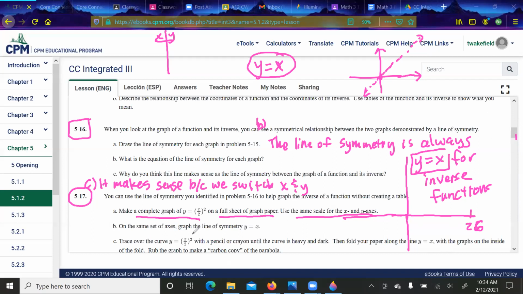On the same set of axes, graph the line of symmetry y equals x. Trace over the curve y equals x squared with a pencil or a crayon. Hopefully you have a pencil, probably a pencil. You can't use pen because it's not going to work, unless it's a real inky pen, but pencil will be better. Trace the curve heavy and dark, really heavily, and then fold your paper along y equals x. Then you're going to take your thumbnail and scratch it so that the image, and so we're just going to get some kind of parabola like this, right?